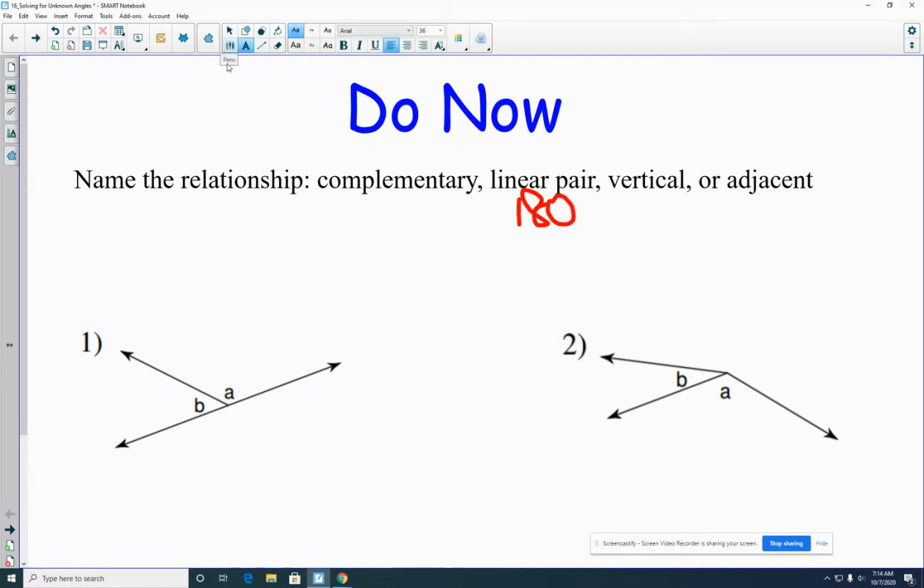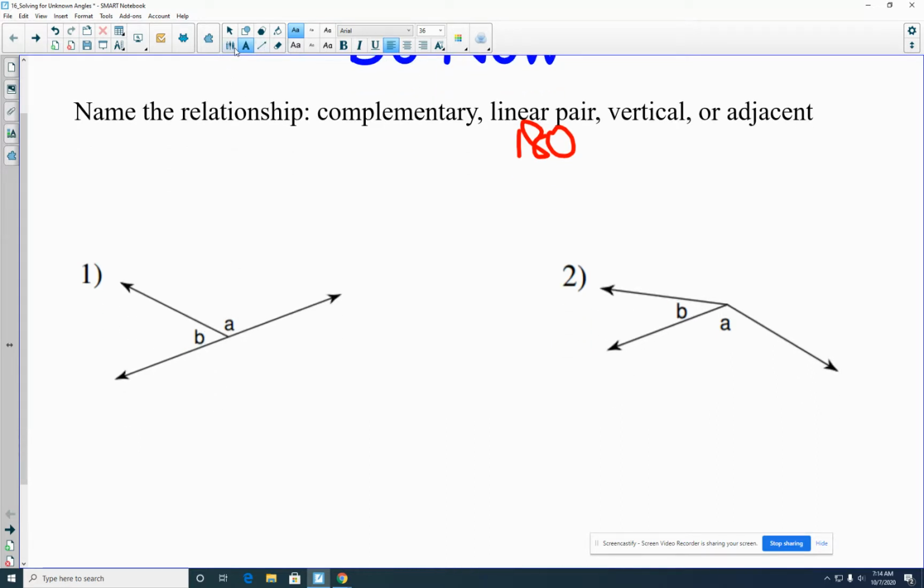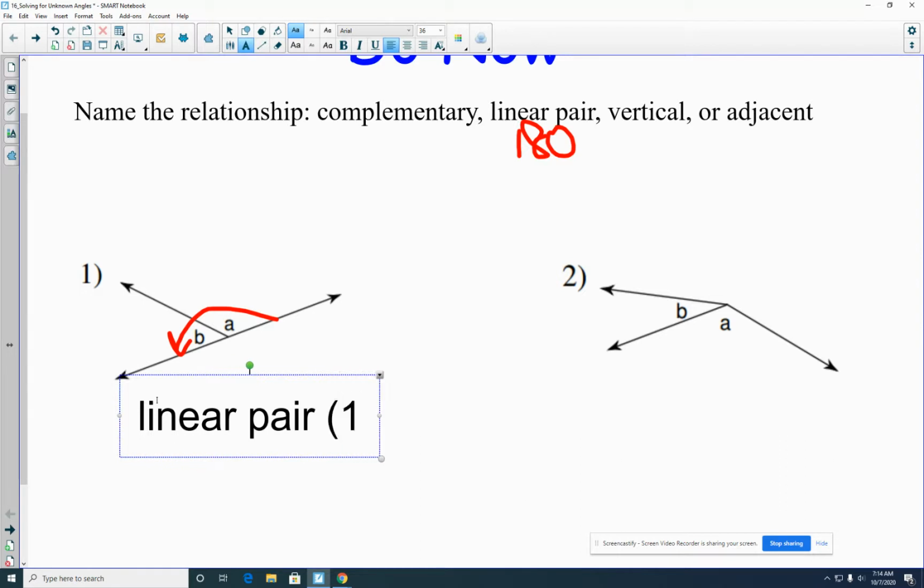Okay, so let's start. We can look here for number one, and we have two angles that are on a straight line. These angles then are a linear pair. So here we have a linear pair. So that's our sum to 180.